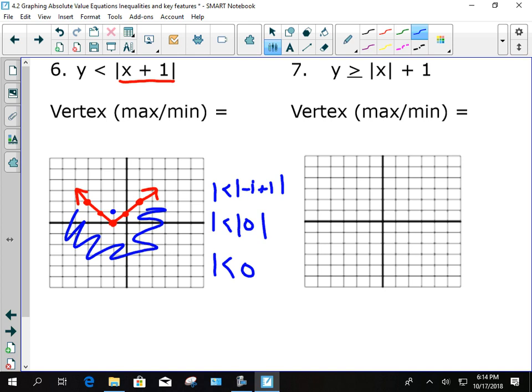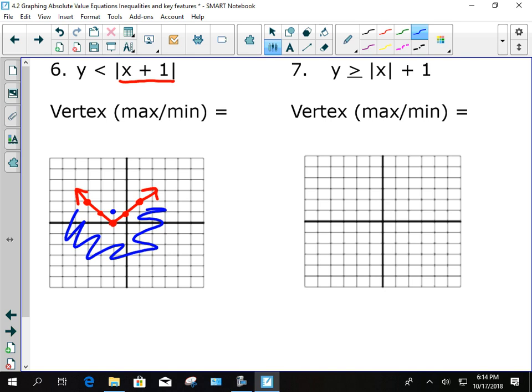Let's go ahead and look at number 7. And guys, I understand this is very confusing. This will be posted on YouTube. When I get back, you can come in and ask any questions you want. You can also go to Khan Academy. You can look up graphing inequalities at Khan Academy. Anyways, let's look at this one.